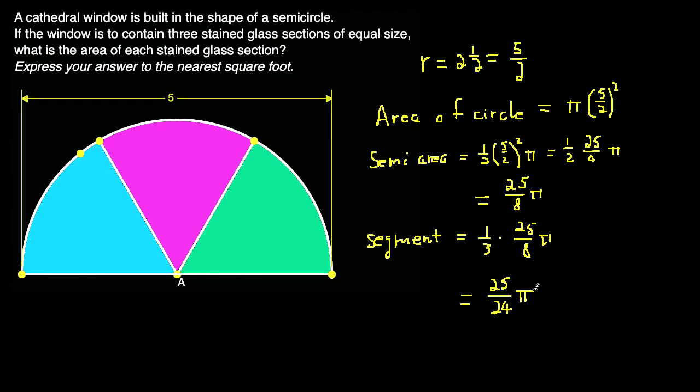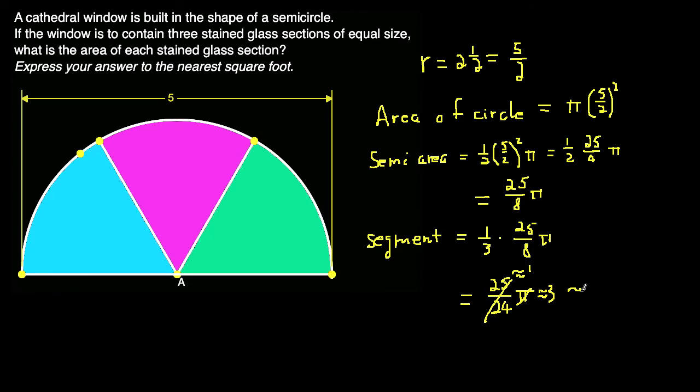Okay, so we'll do some approximations here. 25 divided by 24 is approximately equal to 1, and pi is approximately equal to 3. In fact, about 100 years ago, the Indiana state legislature tried to legislate the value of pi to be 3, so you didn't have to remember that irrational number stuff.